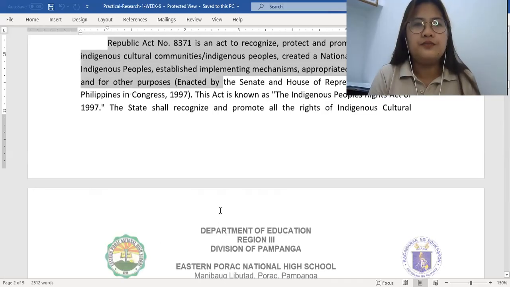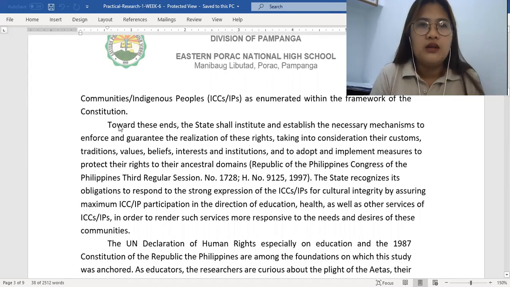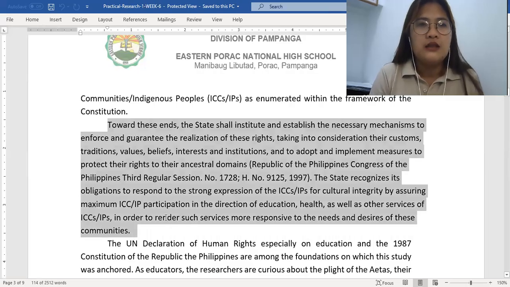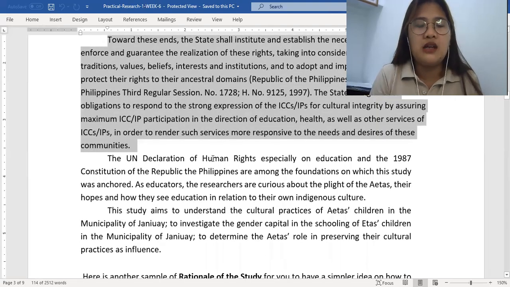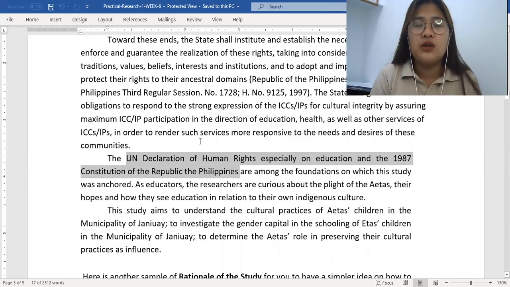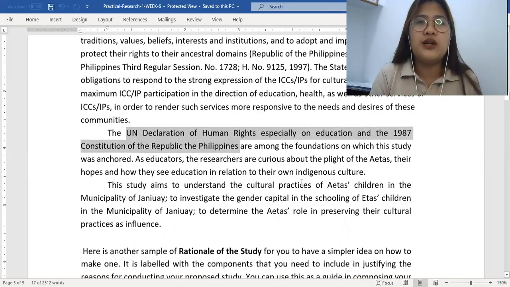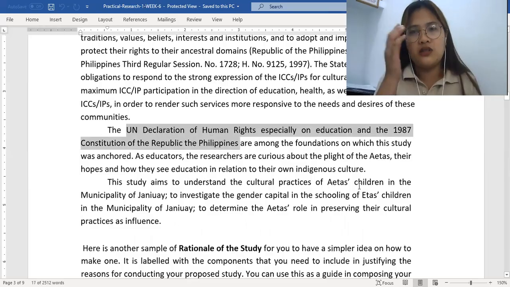Okay? And then, here, you may do your own reading afterwards. In-explain nila yung mismong batas. Ayan. And then, meron pa siyang pag-cite ng UN Declaration of Human Rights on Education as well as the 1987 Constitution of the Republic of the Philippines. So, from there, foundation daw yun ng study, which is a good one. And then, the study aims to understand the cultural practices of Aeta children in the municipality.